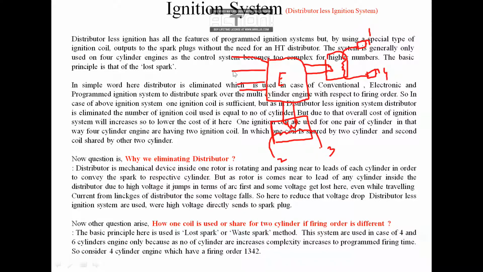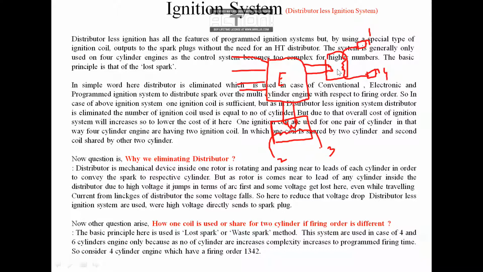We are taking a number of inputs here and processing them, and we are sending the trigger, or pulse trigger, directly to the ignition coil. With respect to that, the cylinder gets fired, but here we are coupling two cylinders' spark plugs to one ignition coil. On which basis are we coupling the first and fourth cylinders on one ignition coil, and the second and third cylinders on the other ignition coil? We will see this.